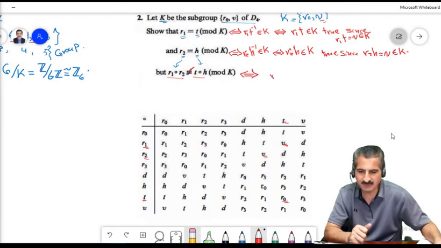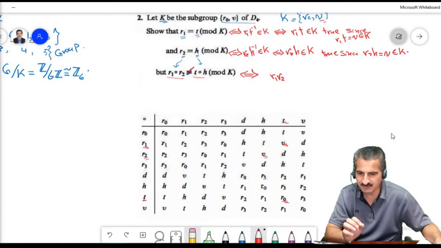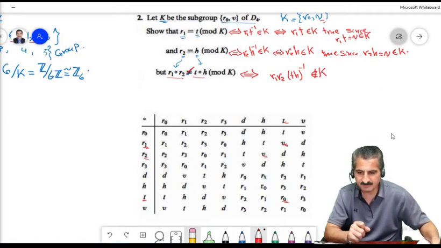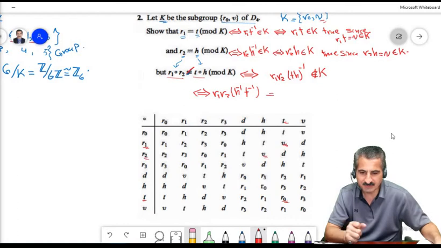to show that R1 R2, so I'm using composition here, I'm deleting the little circle, the composition, so I'm using a notation of multiplication. So I need to show that R1 R2 multiplied by the inverse of TH does not belong to K. But that means, what is the inverse of R1 R2? The inverse of TH is H inverse T inverse. Okay, but H inverse equals H, and same thing for T.